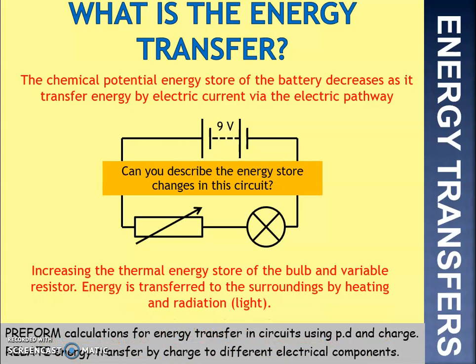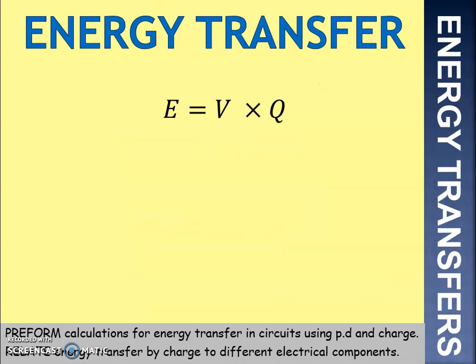This increases the thermal energy store of the bulb and the variable resistor, so that energy is being transferred from chemical to electric to thermal. The energy is transferred then to the surroundings by heat and by radiation in the form of light by the bulb. So energy transfer. We've got our next equation we need to learn.